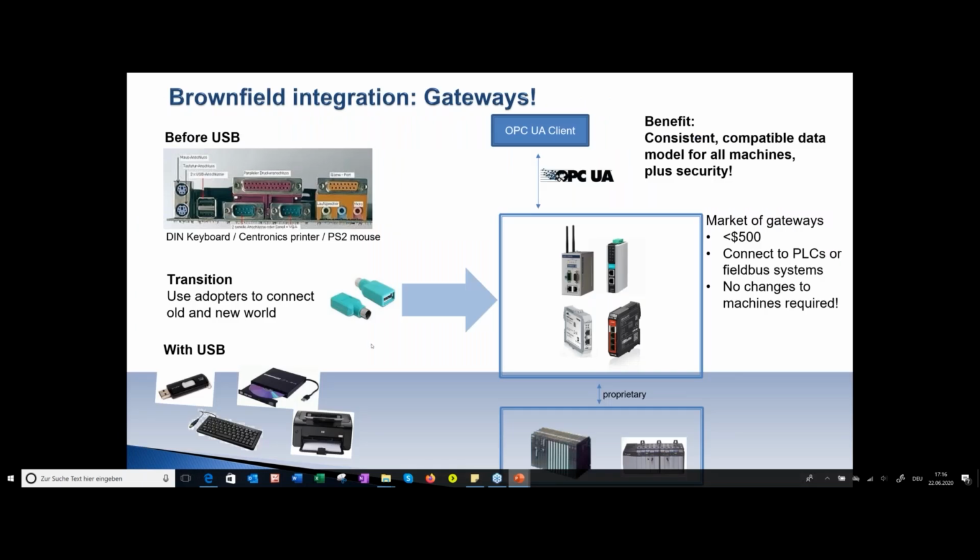If you're connecting existing devices and existing machines, then you would use an adapter. The adapter allows you to connect on the south port to the existing machine, and on the north port provide OPC UA with integrated information modeling. And these are really even below $500. So you have a very quick connection to the new world.